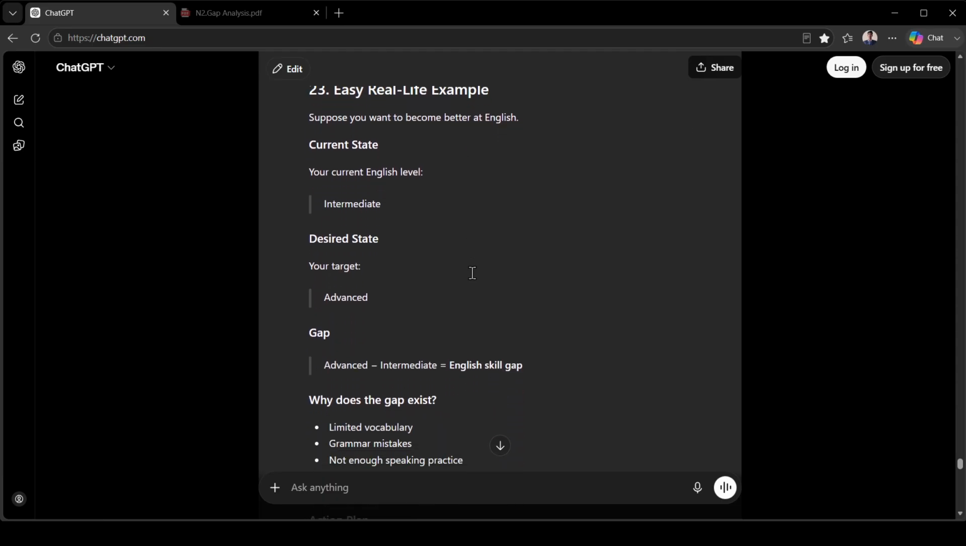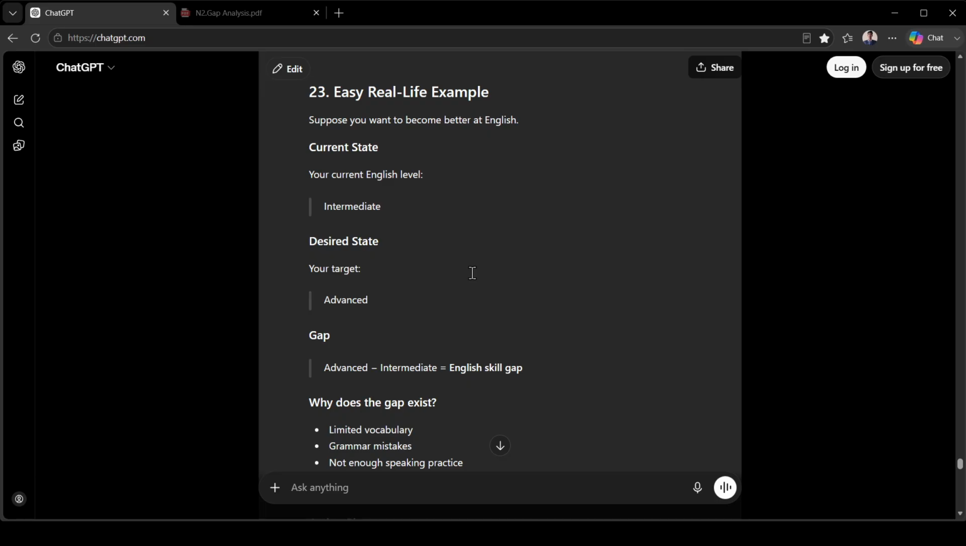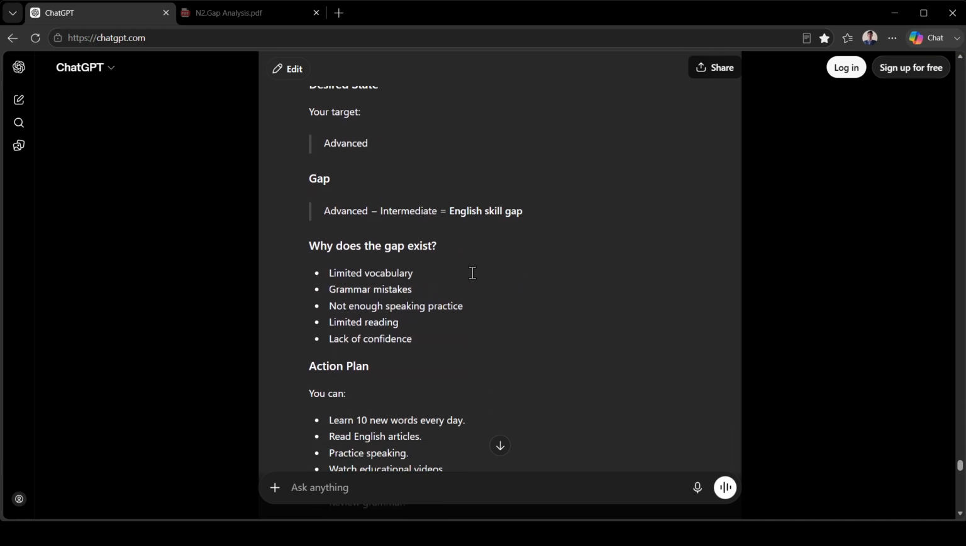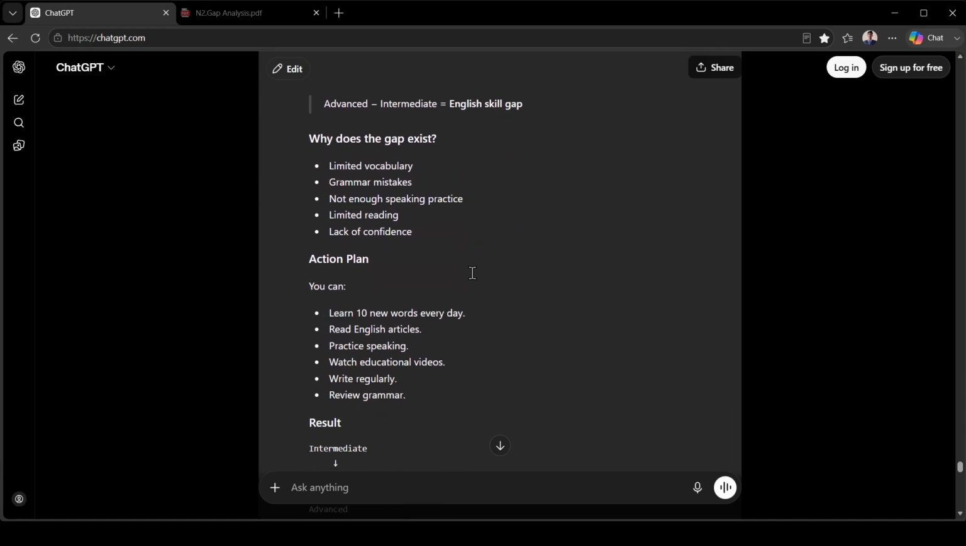A real life example. Suppose you want to become better at English. Current state: your current English level is intermediate. Desired state: your target is advanced. Gap: advanced minus intermediate. So, the English skill gap. Why does the gap exist?